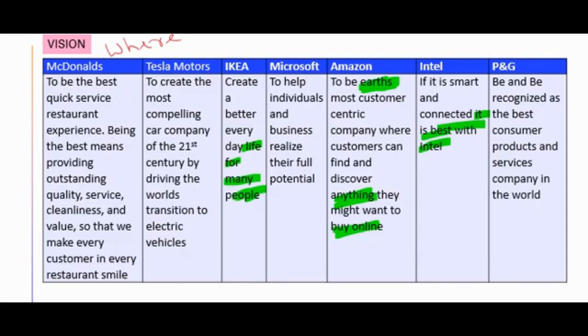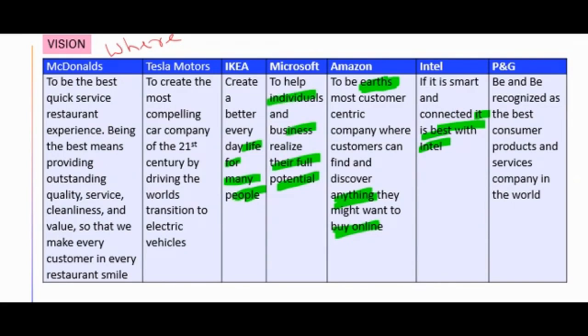So let's take another example, Microsoft. Everybody knows Microsoft. If you have a laptop, you know Microsoft. You have MS Office, you have Windows. What they say is, to help individuals and businesses realize their full potential. So they are going to help not only businesses, but also individuals. Now if you are using a laptop, you have Windows. Most of the people are using it.